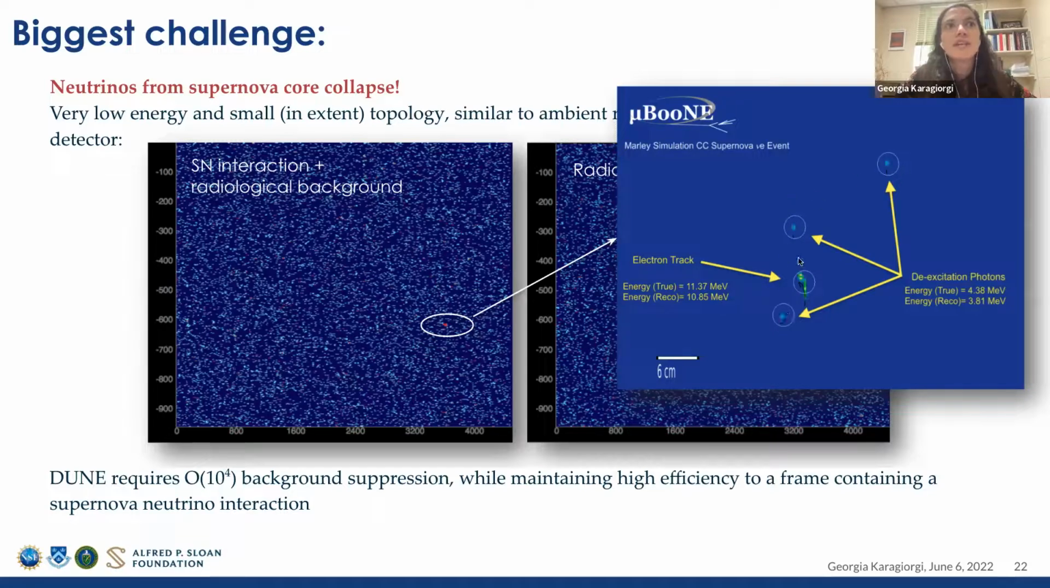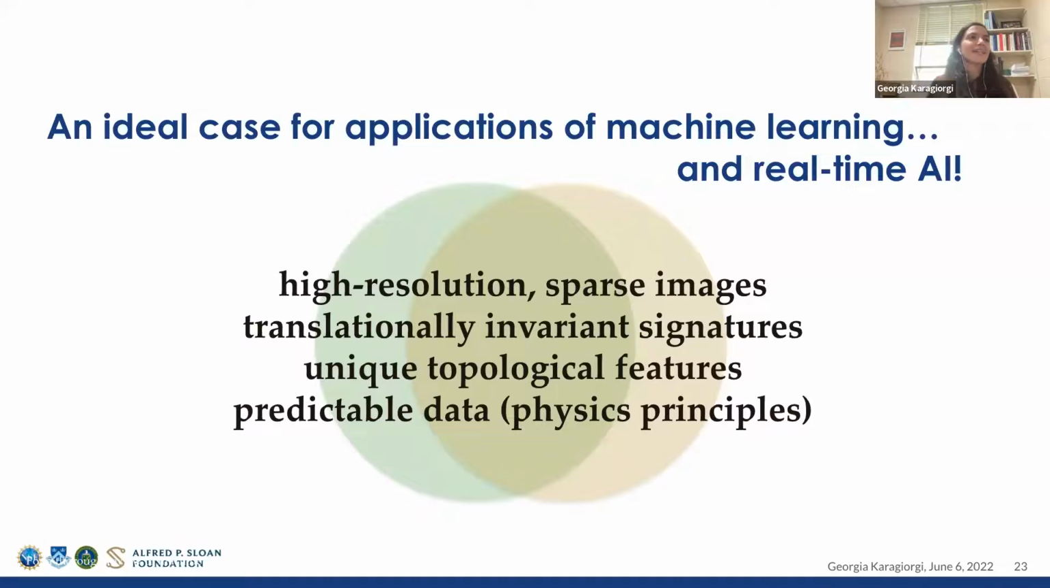So these are even lower in energy than the electron and have a much smaller extent. And they're really only visible as blips in the vicinity of the interaction. So we need to be able to first find these supernova neutrino interactions, of which we might have just one or a few or thousands within 10 seconds over a given century. And then we need to zoom in closely on the interaction and reconstruct what is actually happening as part of the interaction.